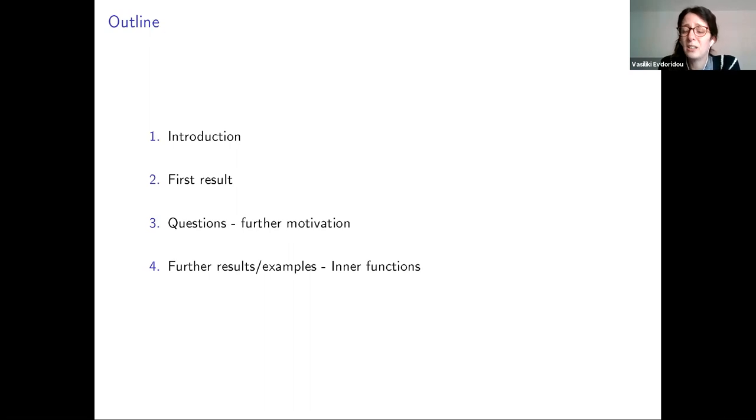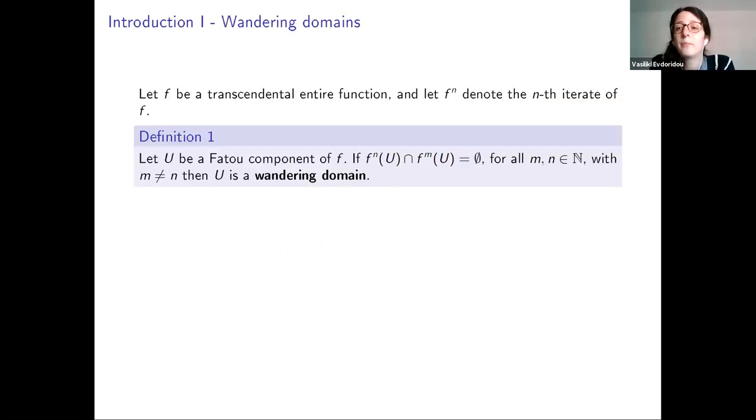So Gwyneth gave an introduction to the Fatou and the Julia set. I'm going to start with defining wandering domains. Throughout the talk, f will be a transcendental entire function. A Fatou component U of f is called a wandering domain if any two forward images of U are disjoint. So these are Fatou components that are not eventually periodic.